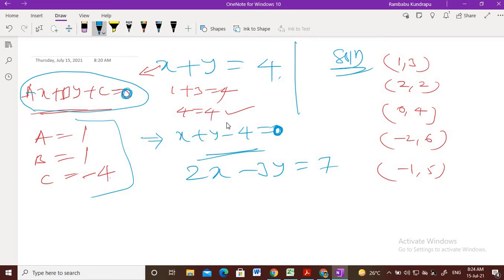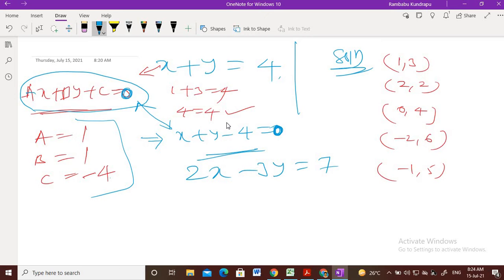Now, just compare these two equations. Comparing means, what is the x coefficient in the standard form, and what is the x coefficient in the given equation? In the standard form, the x coefficient is a. In the given equation, the x coefficient is 1. So a is equal to 1.